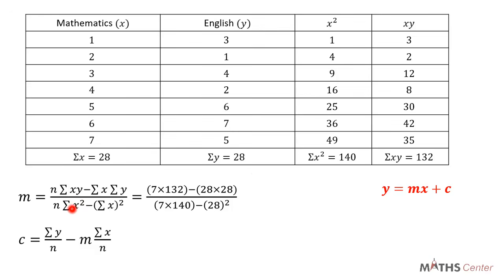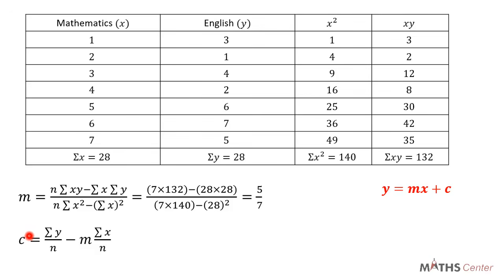From the table, sigma x squared is 140. So we have 7 times 140 minus, we have sigma x all squared. So we are going to square the sigma x. From the table, sigma x is 28. So that will be 28 squared. And this gives us 5 divided by 7. So m, which will be the gradient of the line, is 5 divided by 7.